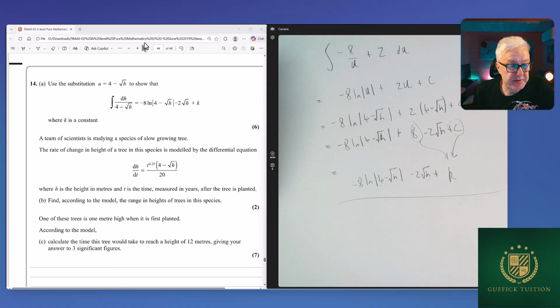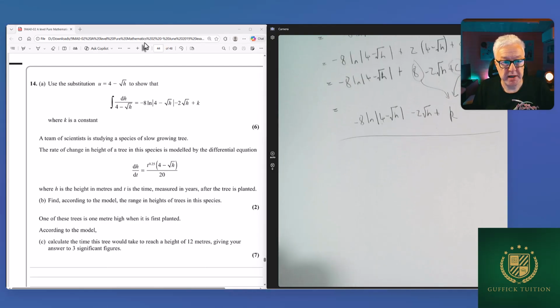It says, a team of scientists is studying a species of slow-growing tree. The rate of change in height of a tree in this species is modeled by that differential equation, where h is the height in meters and t is the time measured in years after the tree is planted. Find, according to the model, the range of heights of trees in this species.